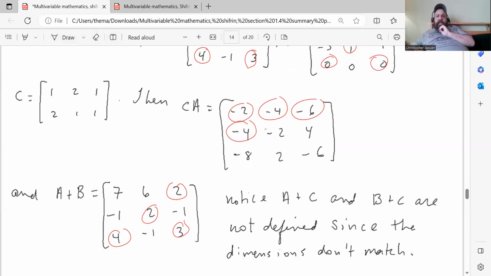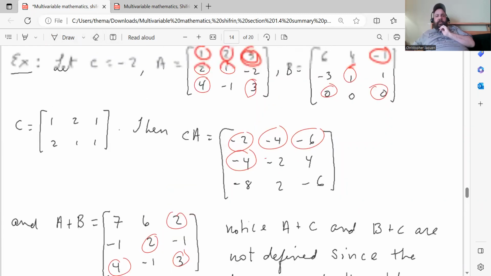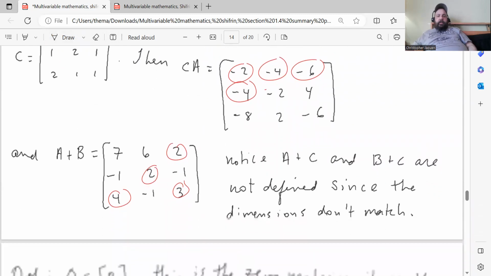So notice that A plus C and B plus C are not defined since the dimensions don't match. For example, A is 3 by 3, but C is 2 by 3. So the dimensions here don't match, so you can't actually add A and C together. And same thing with B and C. The dimensions don't match, so the addition is not defined on those matrices.